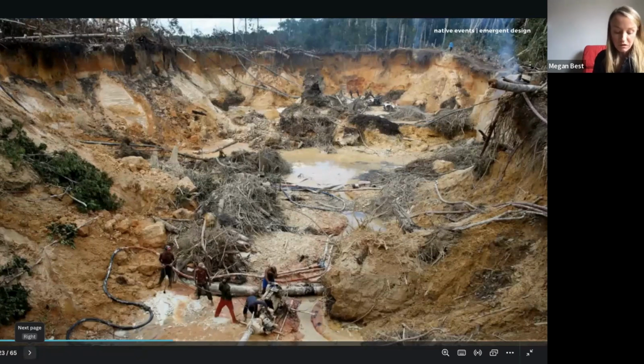Now, extraction can generate significant economic gains, but the benefits are often unevenly distributed. Profits typically go to large corporations, while local communities bear the environmental and the health costs.